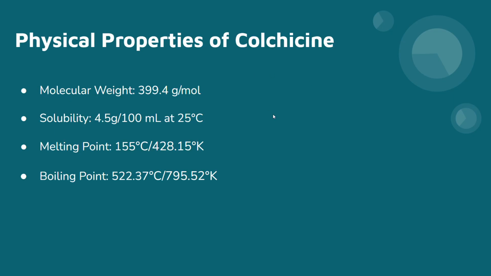Physical properties of colchicine: its molecular weight is 399.4 grams per mole, its solubility is 4.5 grams per 100 milliliters at 25 degrees Celsius, its melting point is 155 degrees Celsius, and its boiling point is 522.37 degrees Celsius.